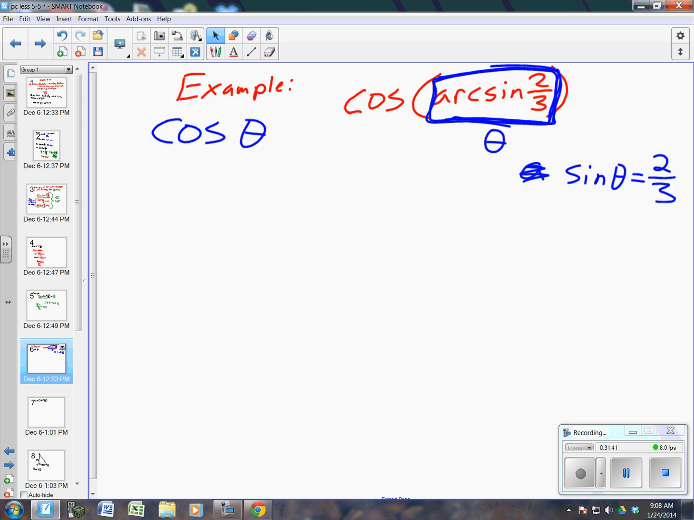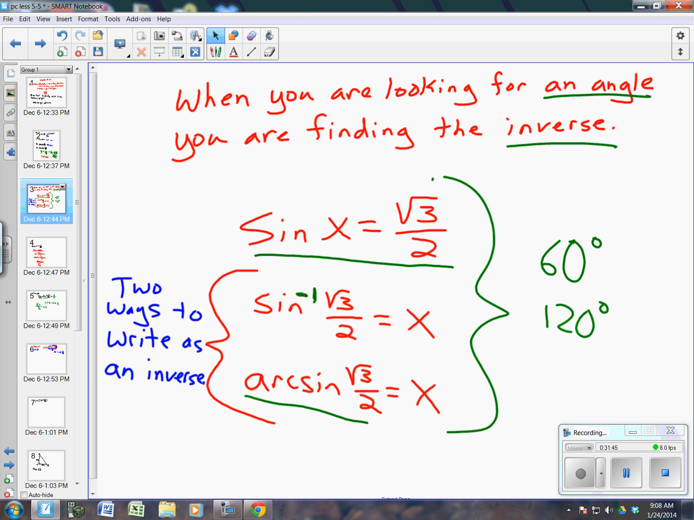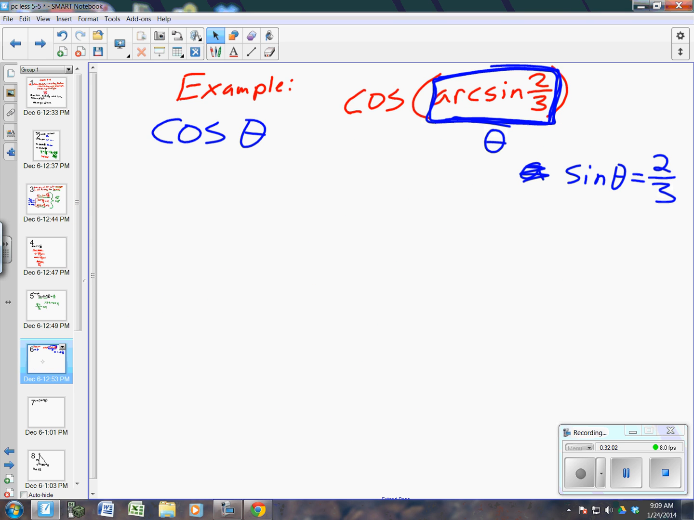Remember this slide back here? I showed you that sine of an angle is square root of 3/2. That means the same thing as sine inverse equals square root of 3/2, or arc sine equals square root of 3/2. So I just rewrote it from this form down here to this form up here. We got it? Okay, so I have taken arc sine of 2/3 and put it in this form right here.